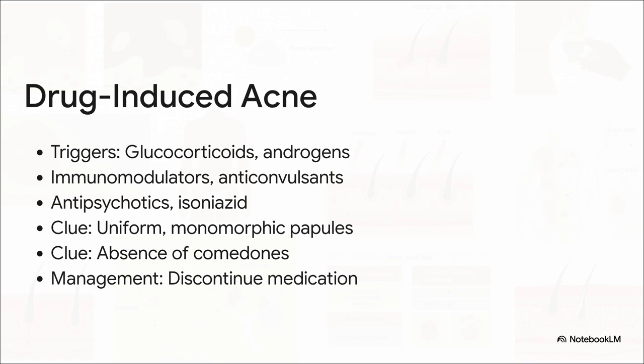The primary exam-facing keywords here are uniform or monomorphic papules or pustules. The lesions will look like they're in the exact same stage of development, and crucially, you won't see comedones, cysts, or nodules. Also, the location and the patient's age of onset are usually atypical for standard acne, and it won't respond well to standard acne therapies. The only real management step here is stopping the offending medication whenever it's clinically possible.